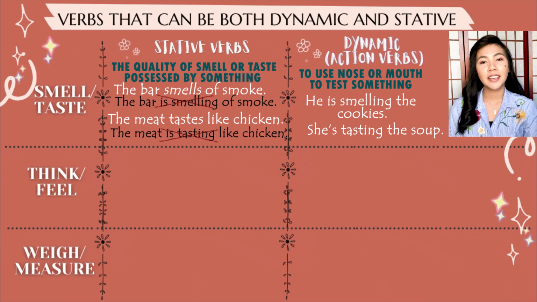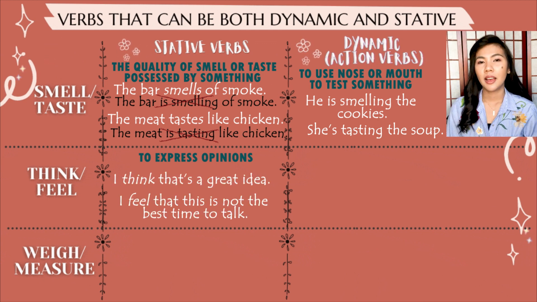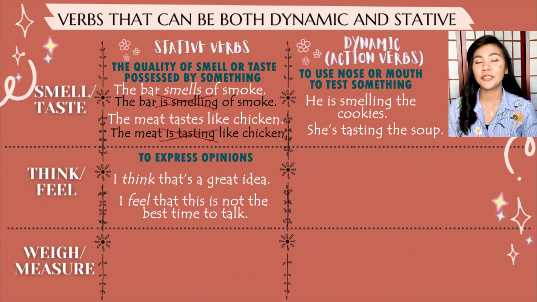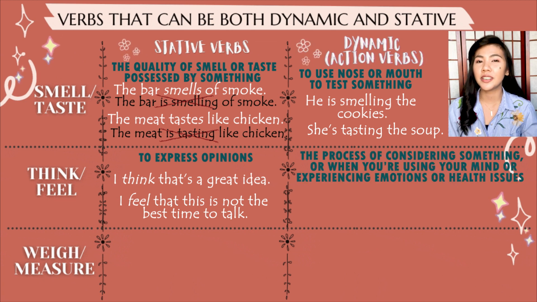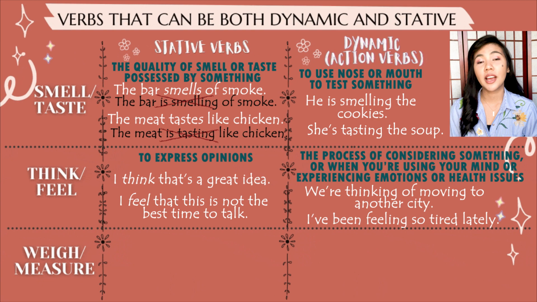Other verbs, think and feel. When using these verbs to express opinions, then we use them as stative. For example, I think that's a great idea. I feel that this is not the best time to talk. However, when think or feel expresses the process of considering something, or when you're using your mind, experiencing emotions or health issues, in this case, it is an action verb. For example, we're thinking of moving to another city, or I've been feeling so tired lately.